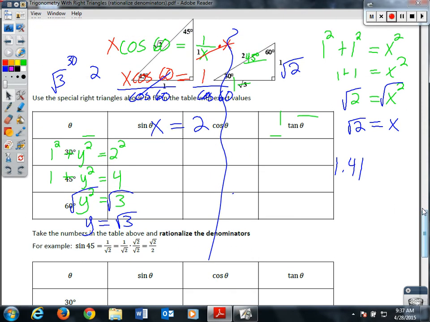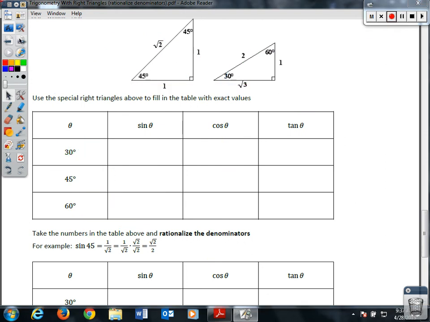So let's use the special right triangles to fill in this chart. Let's look in the top left empty box. We have the sine of theta and then 30. Let's find where those meet up. They meet right here. So in that spot, let's put the sine of 30, which if we look at our right triangles, opposite over hypotenuse is going to be 1 over 2. So the sine of 30 is 1/2.